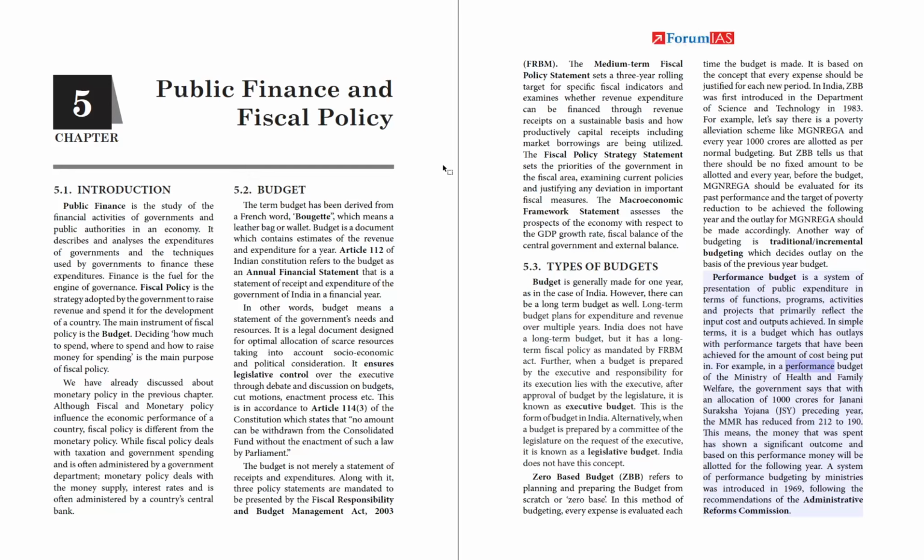For example, in a performance budget of the Ministry of Health and Family Welfare, the government says that with an allocation of 1,000 crores for Janani Suraksha Yojana, JSY, in the preceding year, the MMR has reduced from 212 to 190. This means the money that was spent has shown a significant outcome, and based on this performance, money will be allotted for the following year. A system of performance budgeting by ministries was introduced in 1969, following the recommendations of the Administrative Reforms Commission.